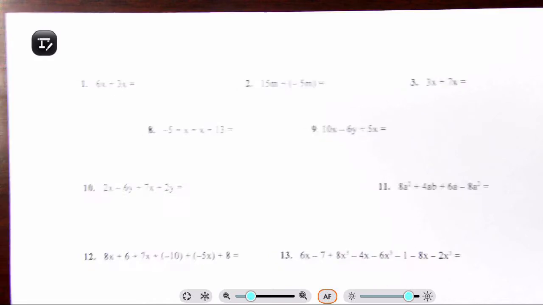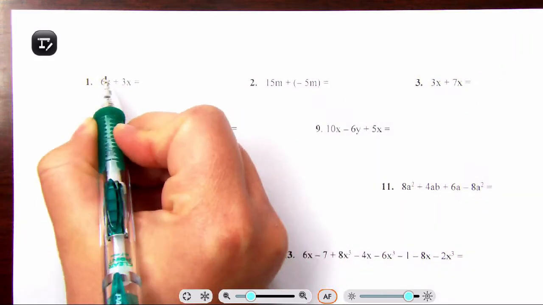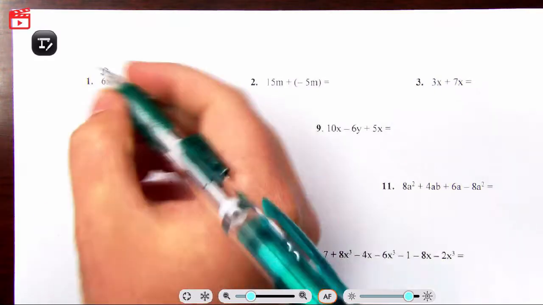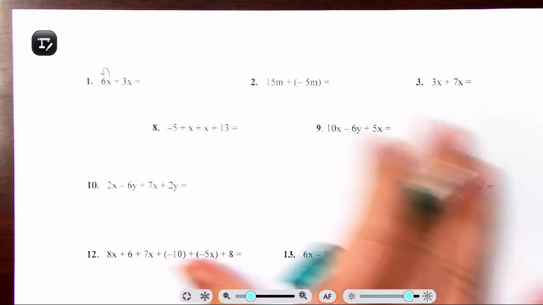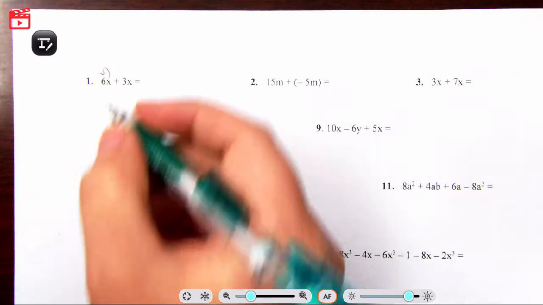So when you're combining like terms, you are grouping things that have the same letter or symbol. For example, this one here says I have 6 x's. I'm not going to draw all of these questions out, but I am going to draw out number 1 just to show you what I mean by that.